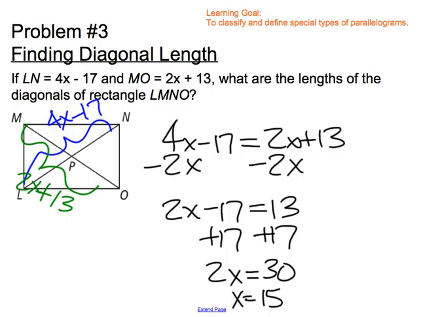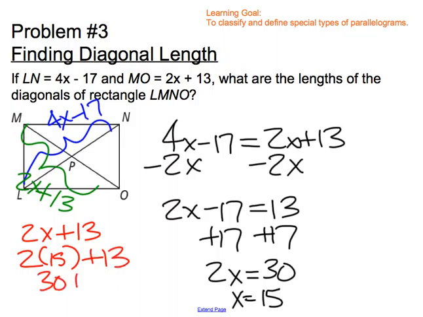Please be very cautious because this question actually asks what are the lengths of the diagonals. So we need to plug x equals 15 into one of them to solve. In this case I would take 2x plus 13 and plug in the 15. So we have 2 times 15 plus 13. 2 times 15 is 30, and 30 plus 13 equals 43. So the diagonals of LMNO are 43.